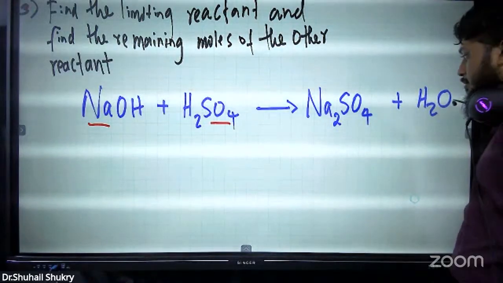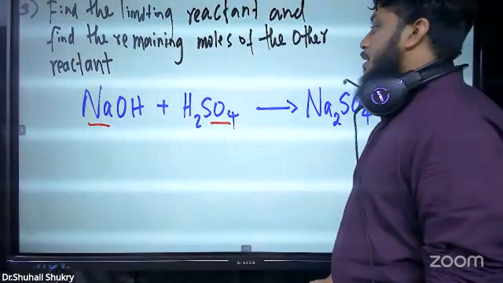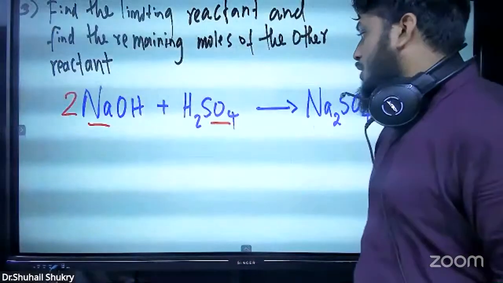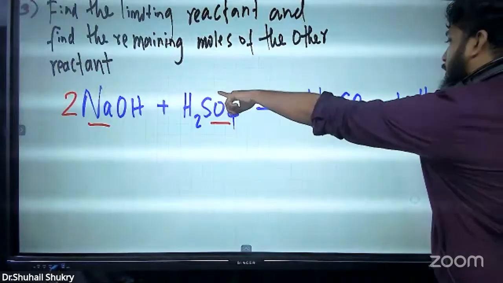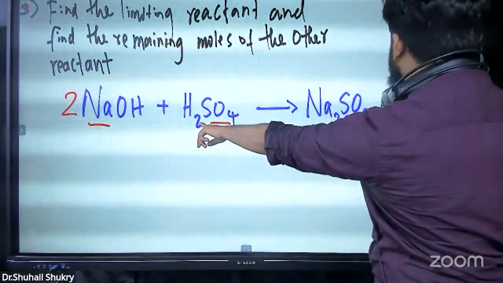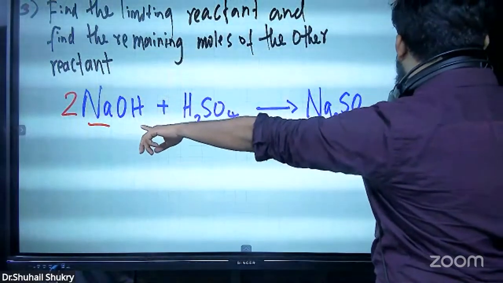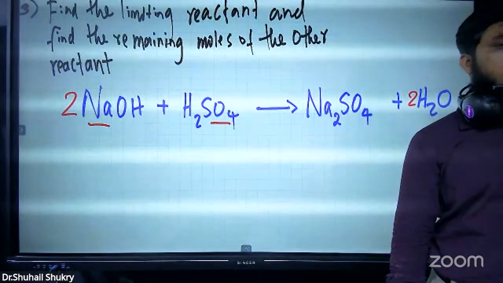To balance this, here you can see there are 2 sodiums here. Therefore, I have to put 2 sodium here. Now check the number of atoms on the left and right. 2 sodium, 1 sulfate, 4 hydrogens, 2 oxygen. Therefore, I have to put 2 here. Then this is balanced. Okay.